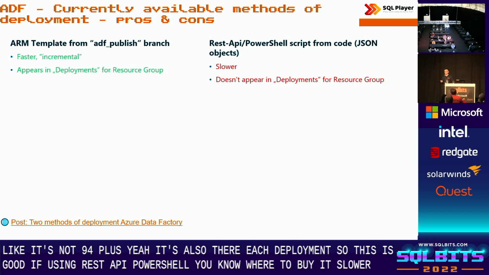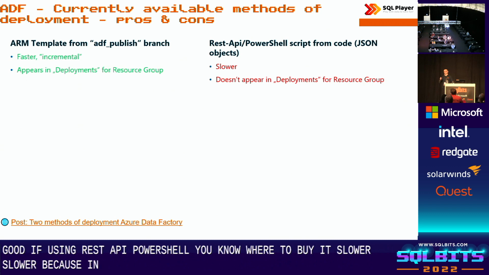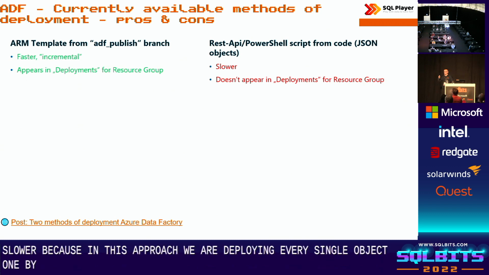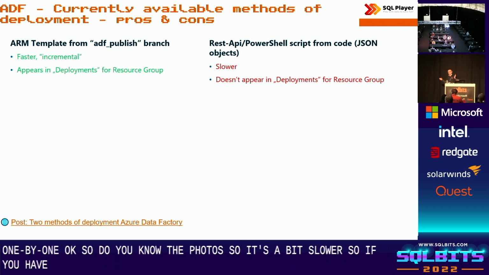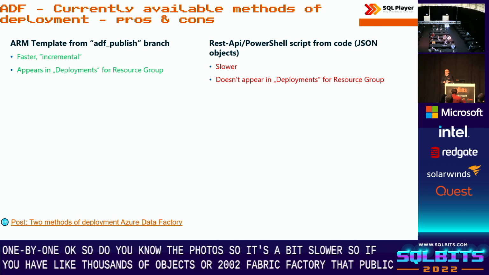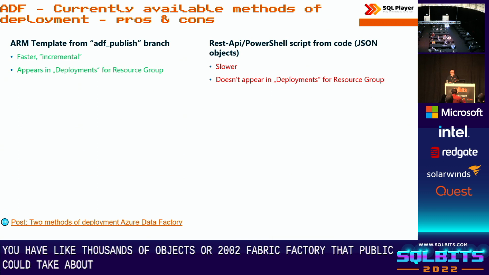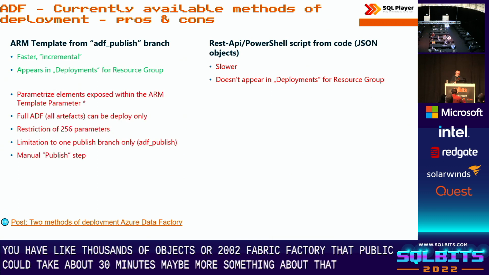Why is it slower? Because in this approach we are deploying every single object one by one, to follow the dependencies, etc. So it's a bit slower. If you have thousands of objects or 2,000 objects in your Azure Data Factory, that probably could take about 30 minutes, maybe more, something like that.